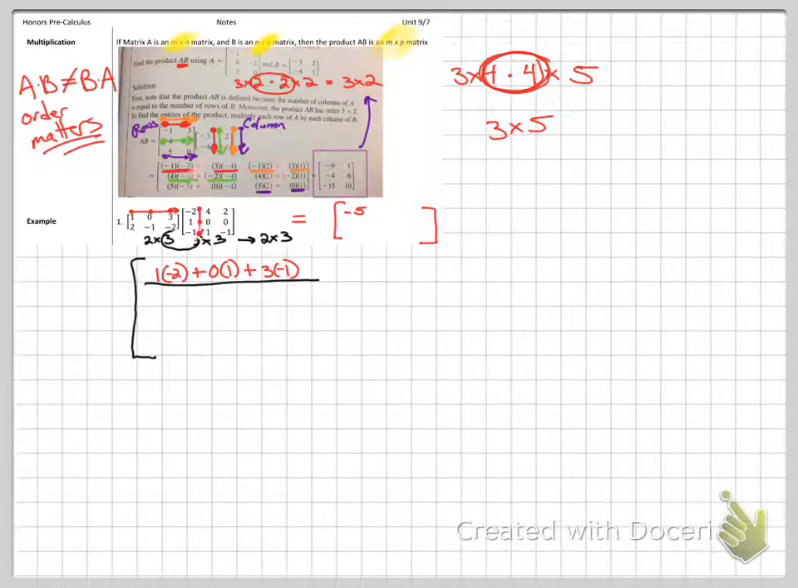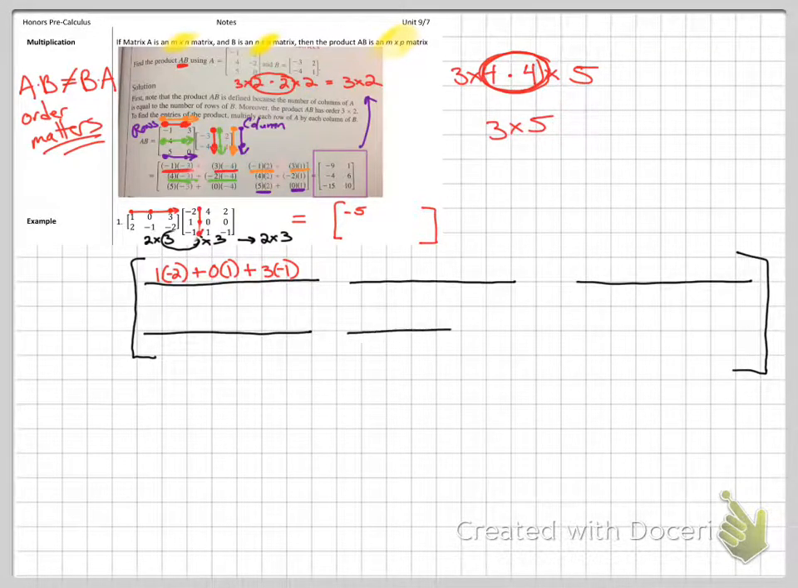Okay, I like to stay in the top row. So it's going to be 2x3. So let me just set it up for you. Depending on how much space you need, it's going to be 2 rows by 3 columns when we're done.